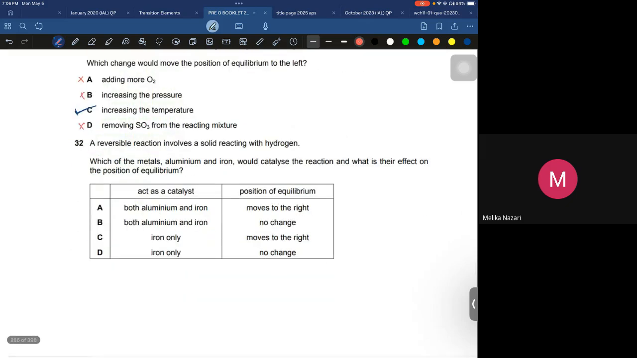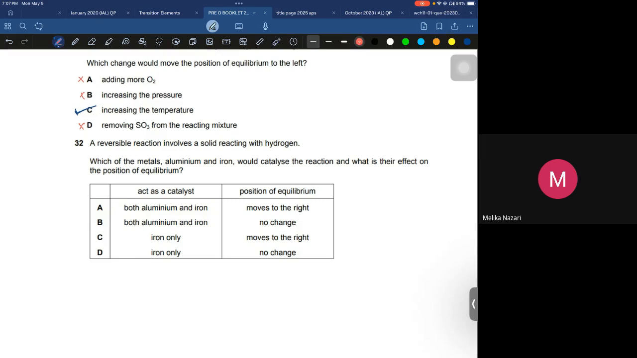Then question 32 says a reversible reaction involves a solid reacting with hydrogen. Which of the metals, aluminium and iron, would catalyze the reaction, and what is their effect on the position of equilibrium? Remember, aluminium is not a transition metal. We have learned that only the transition metals can be used as a catalyst. So both aluminium and iron? No. Only iron is used as a catalyst because it is a transition metal.